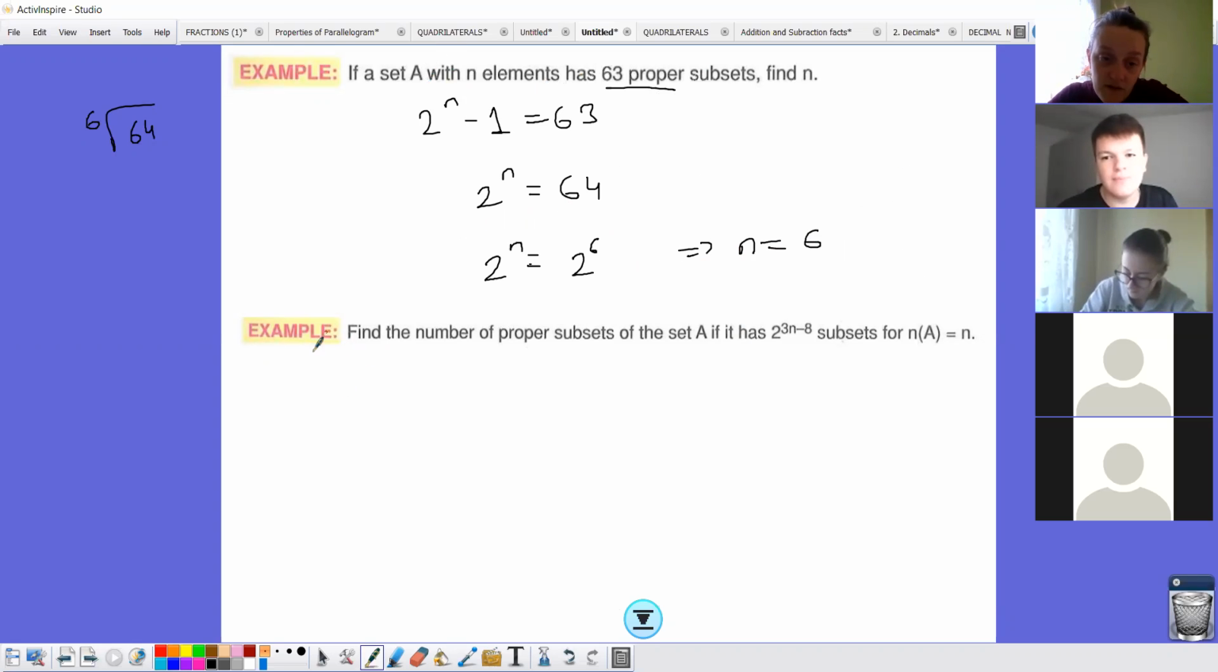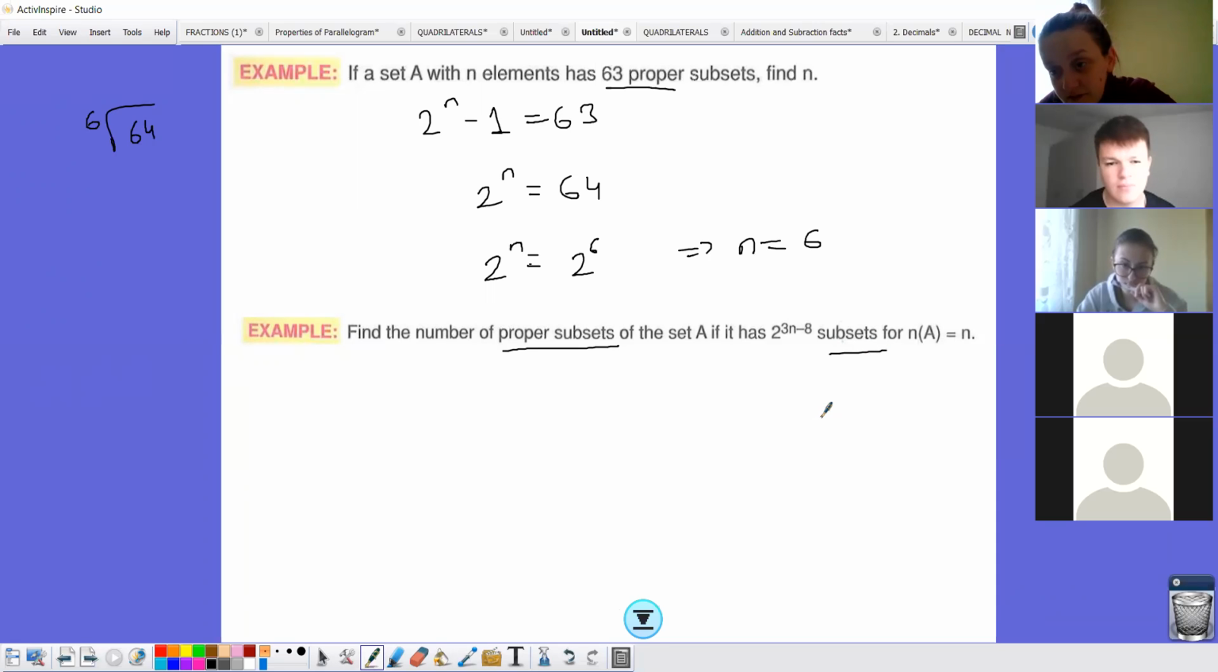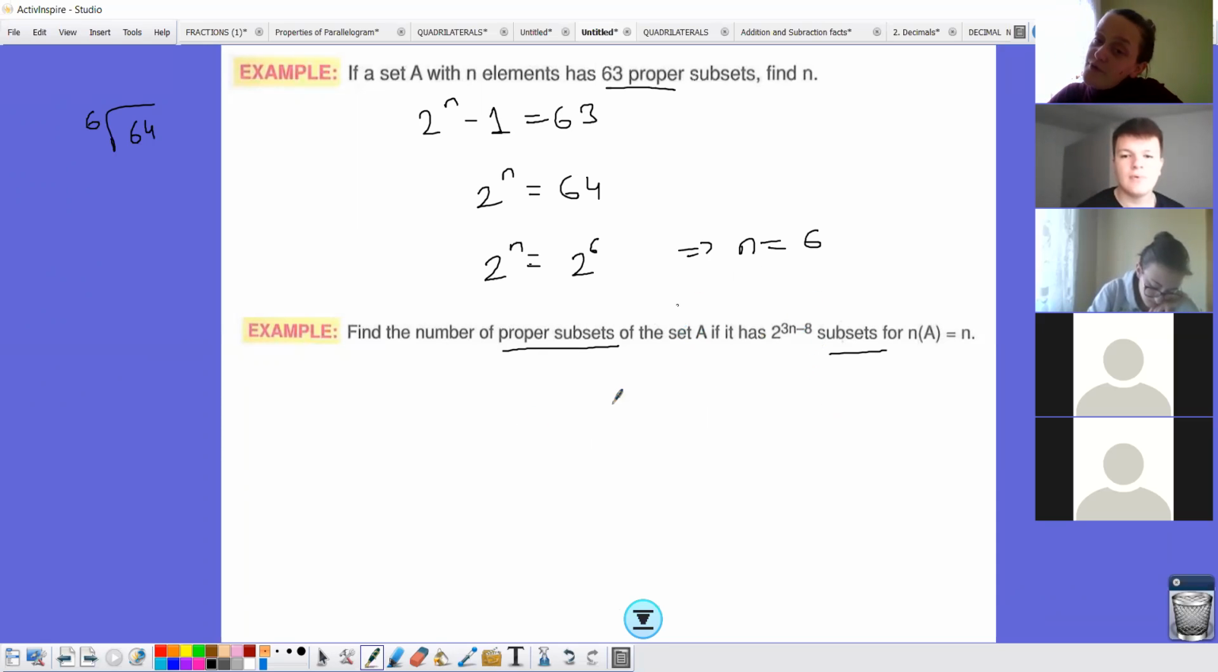Here in the other example, it says find the number of proper subsets of the set A if it has 2 to the power of 3n minus 8 subsets. The number of subsets is given. We need to find the proper subsets. So what is the number of subsets? It's 2 to the power of n. So 2 to the power of n is equal to 2 to the power of 3n minus 8.